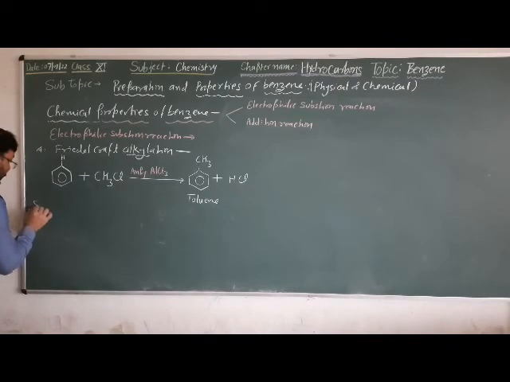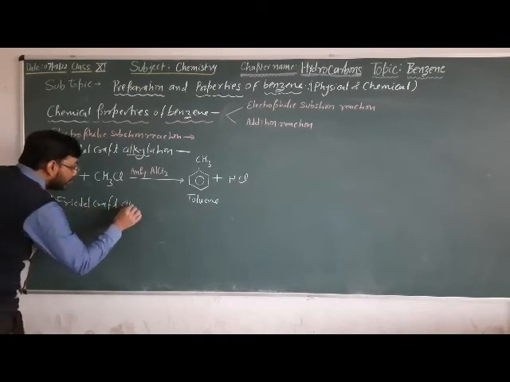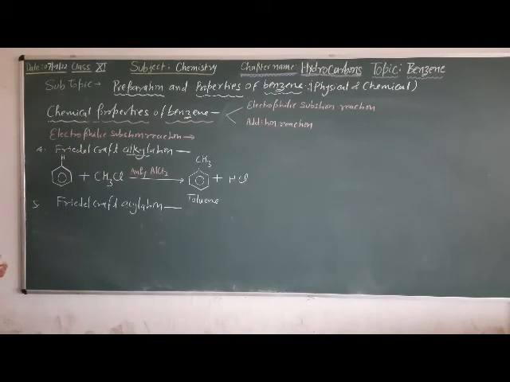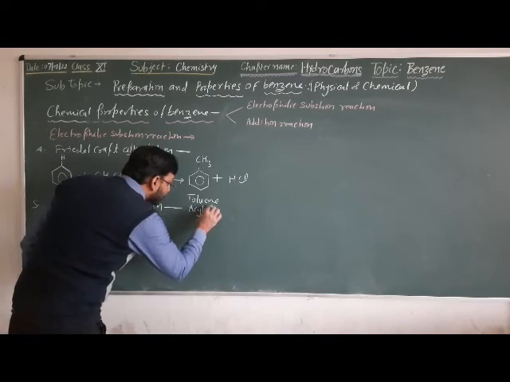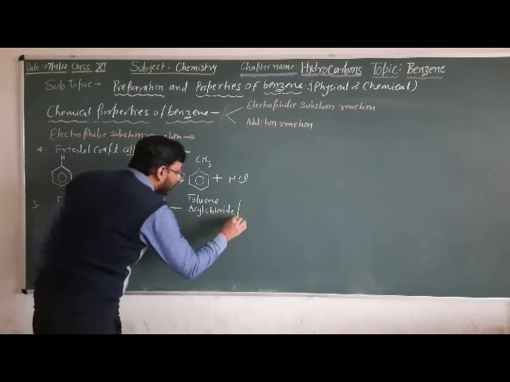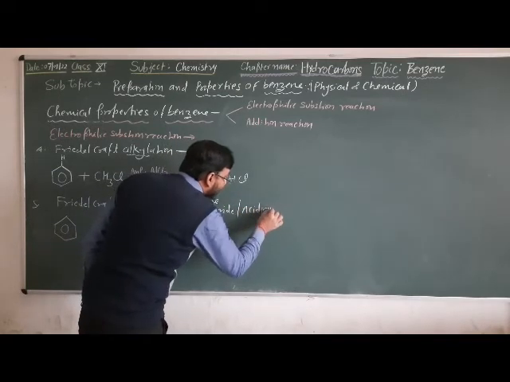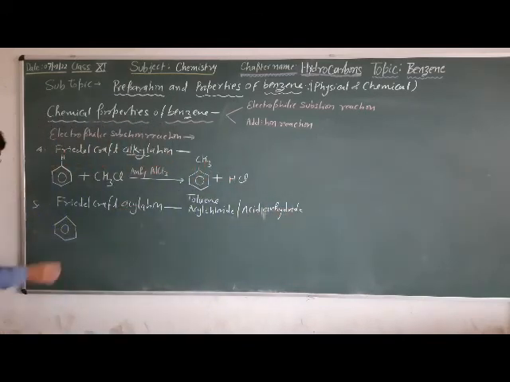Number 5 is Friedel-Crafts acylation reaction. In this, benzene reacts with acyl chloride or acid anhydride to give the respective product.